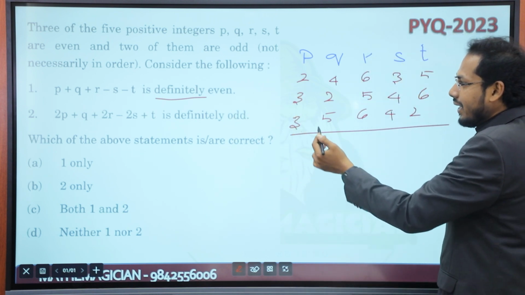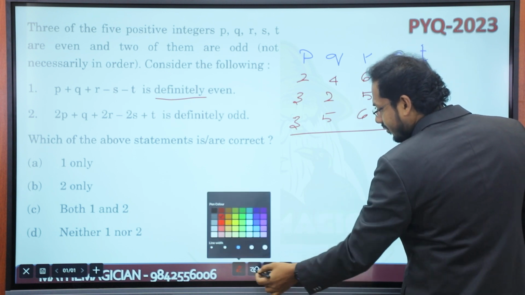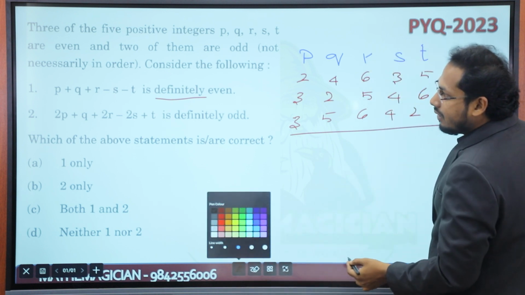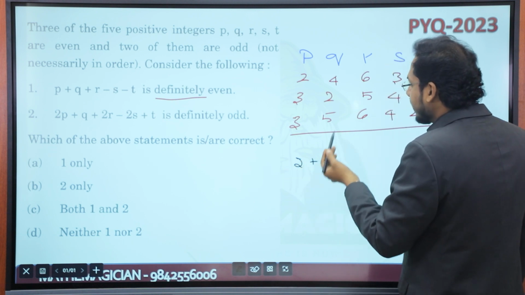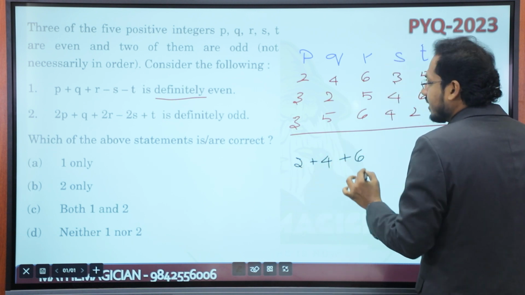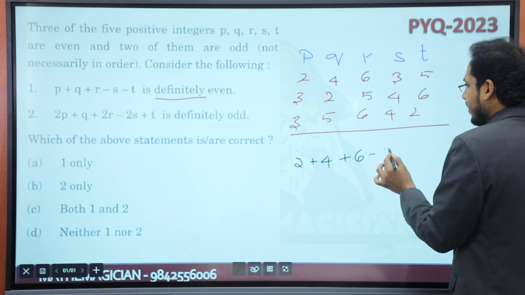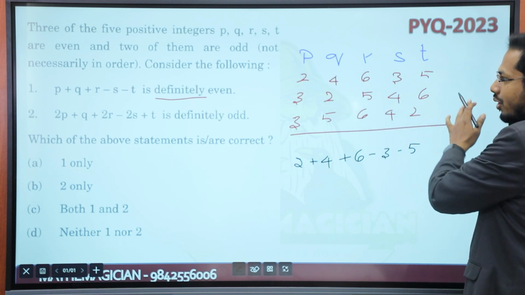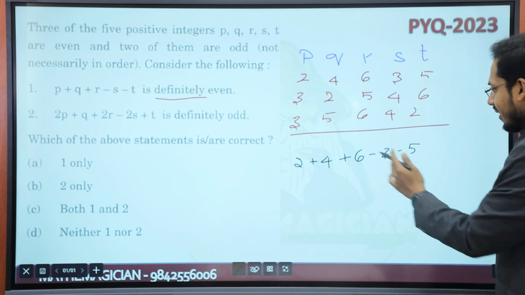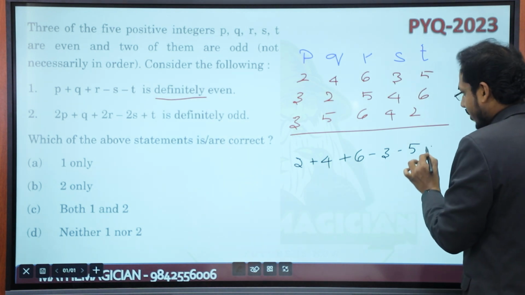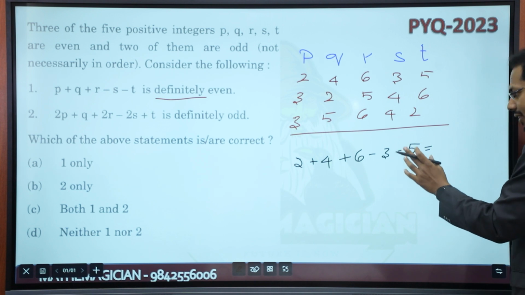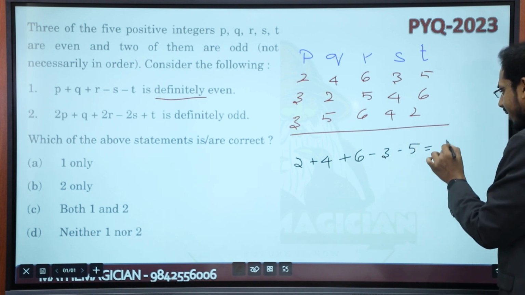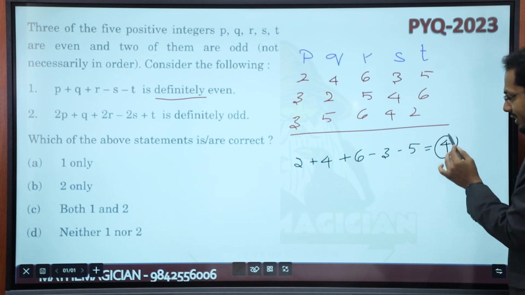First, p is 2 plus q plus r, so 4 plus 6, then minus 3 minus 5, in the same order p, q, r, s, t. What is the value? 4 plus 6 is 10, plus 2 is 12, and 5 plus 3 is 8, so 12 minus 8 is 4, an even number. Our answer is right.